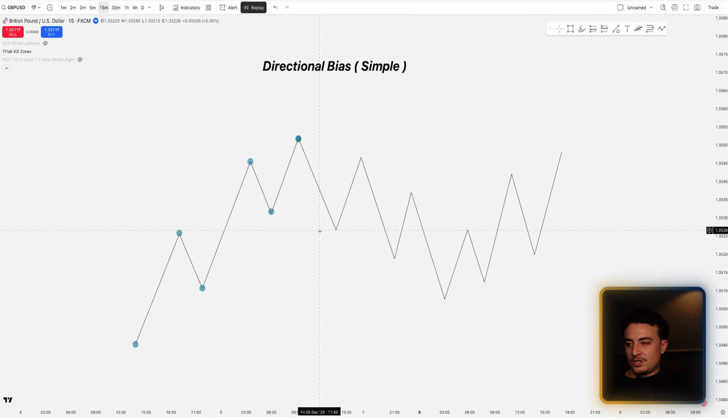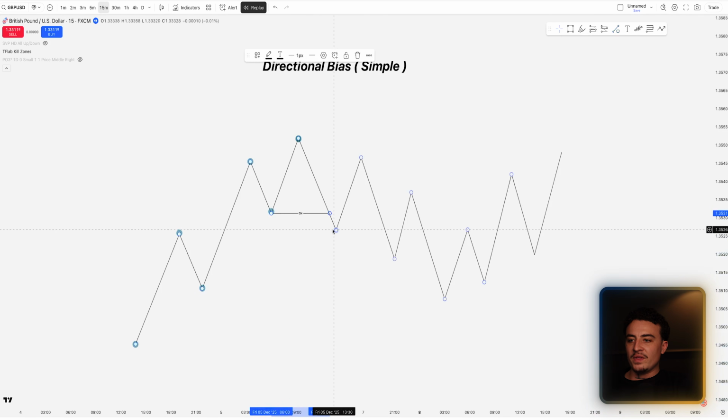Our weak point in this situation now, once we've broken here and had this change of character, this is the change of character, we then need to look for a pullback. So I have set rules for a pullback. I know once price has pulled back a certain amount of candles, that is classed as a pullback. So then I could put this as my new swing low and we could have a pullback.